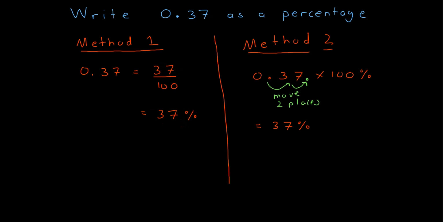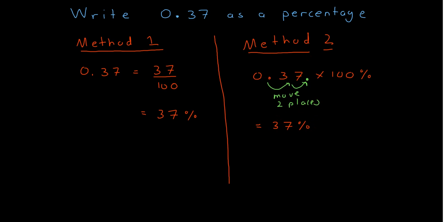The other way I can do it is I could times 0.37 by 100%. And 100% is technically just 1, so I'm not changing it. So I get my 0.37 times it by 100, which means I move the decimal place 2 spots over to the right, and I put my percentage sign there, and it's 37%. And both of these ways are acceptable, although realistically you're probably going to use method 2 a little bit more often.